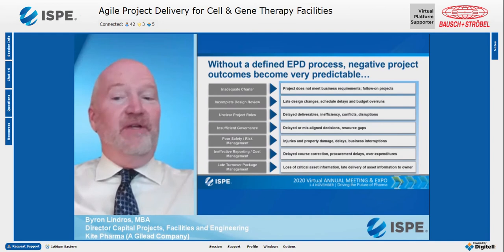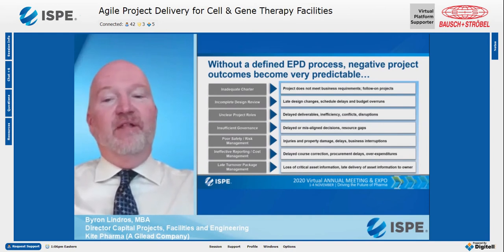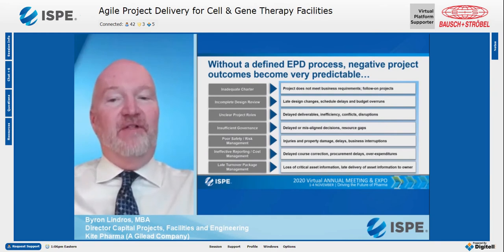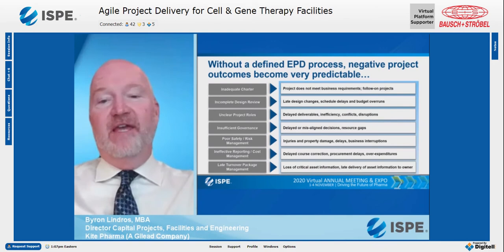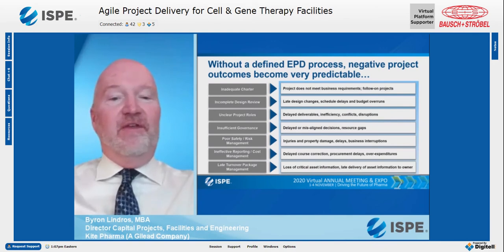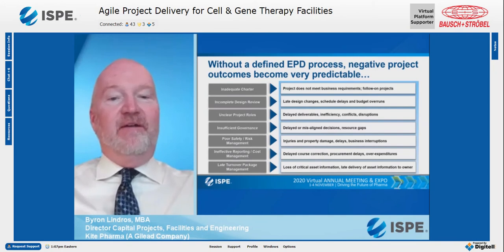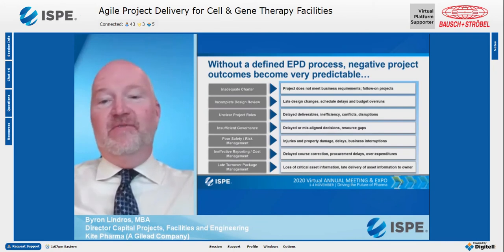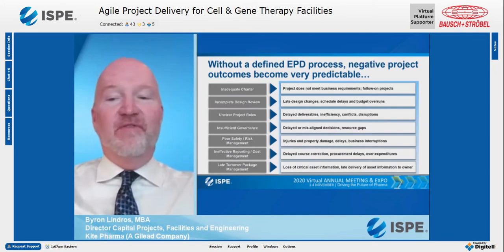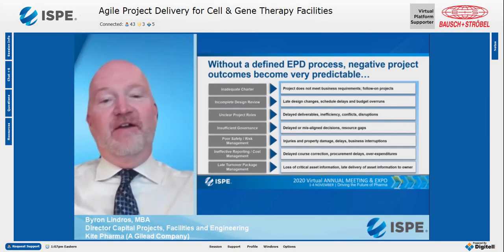Same thing with incomplete design reviews. A lot of times project teams go through a lot of design meetings but fail to summarize and review that design with their clients. And that results in changes late in design or execution where they inherently inflict the maximum amount of damage on budget and schedule. Insufficient governance leads to late course corrections or reversal of assumed decisions, causing a lot of project disruption.